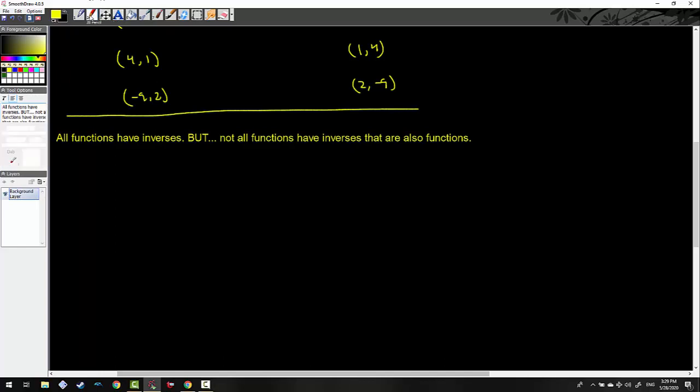So, what does it mean to be a function? Well, remember, a function is a relation in which each input has exactly one output. So, let's get an example in which we have a function, and then we graph its inverse, which no longer is a function. So let's talk about that.